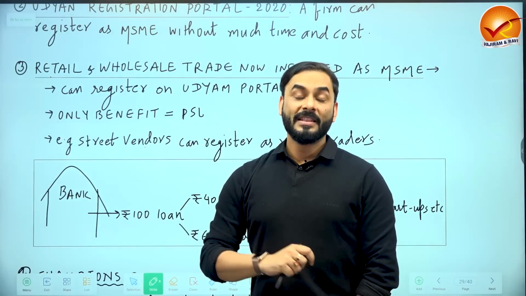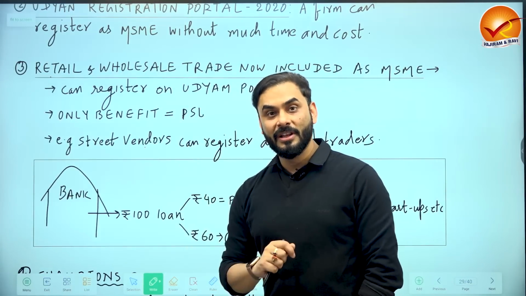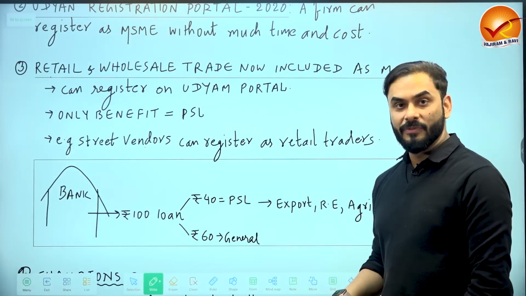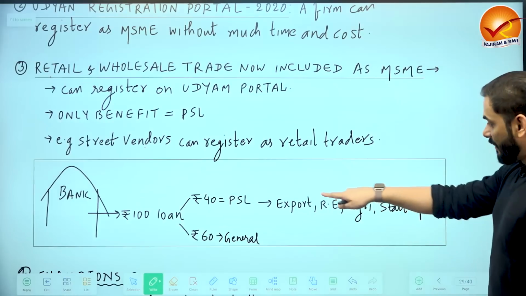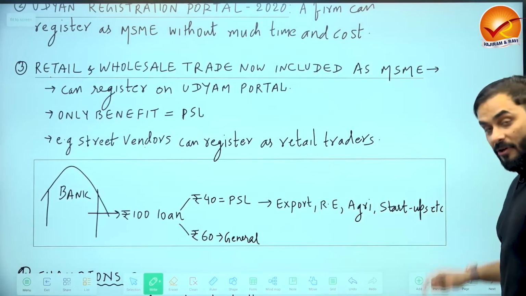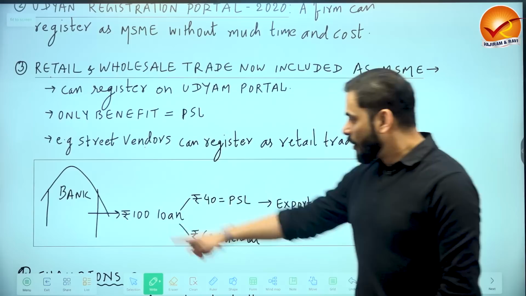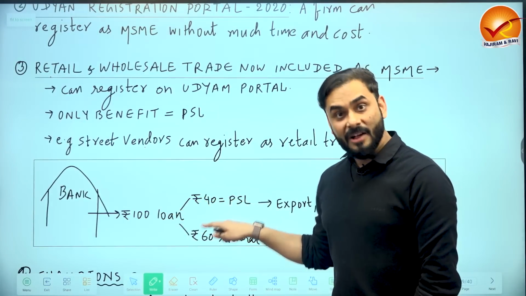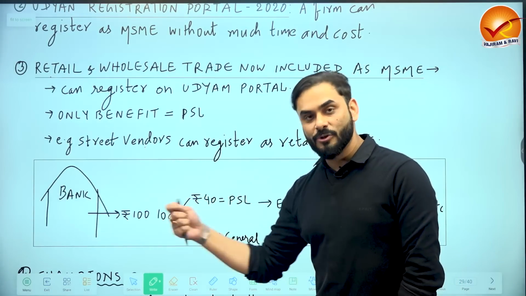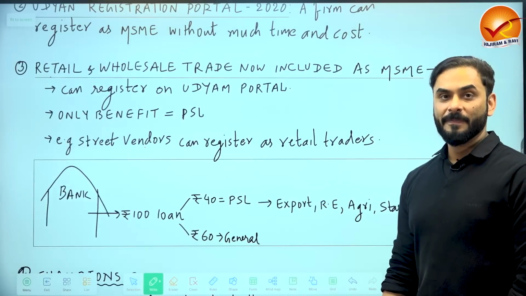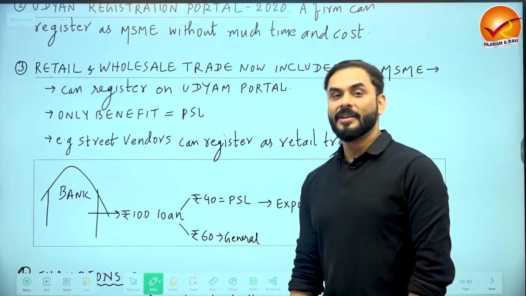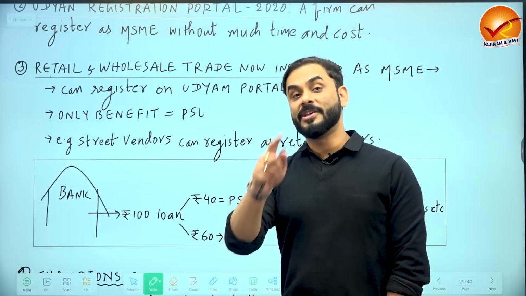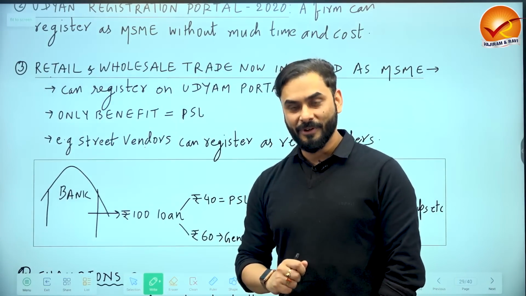But the benefits that the street vendor will get will only be limited to priority sector lending, which means street vendor has been included in the list of these priority sectors. So if a bank is giving 100 rupees as loan, now this 40 rupees which bank was giving to priority sector, it can also be given to street vendors. And it will be called priority sector lending. This is the new reform. And this might be asked in UPSC prelims or interview. All right.